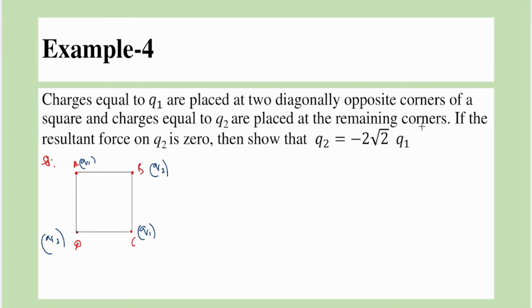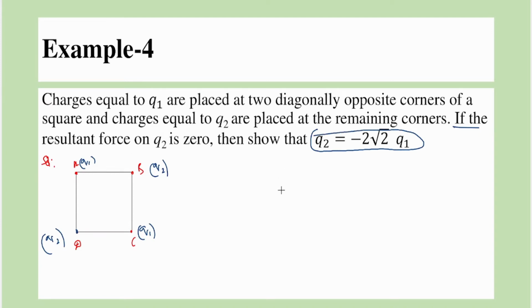So the question says, if the resultant, that is the net force, on Q2 is 0, take any one point of Q2, either point B or point D. The net force is 0 on any one charge kept at point B or point D. We'll take point D to solve the numerical. Question says, if the resultant force on the charge kept at point D is 0, then show that Q2 is minus 2 root 2 Q1. So you need to prove it here.